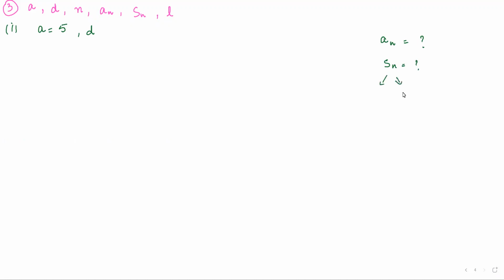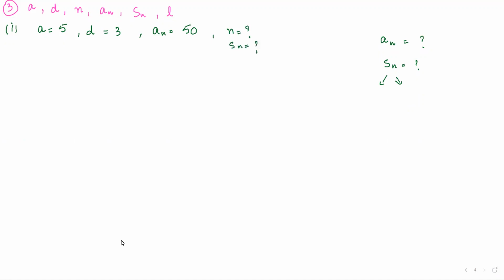One with n and one with the last term. So these are the 3 formulas we have in this chapter. Somehow we have to go around these 3 formulas only. Now first part: a is 5, d is equal to 3, and an is already given, that is 50. Now you have to find n, and Sn.